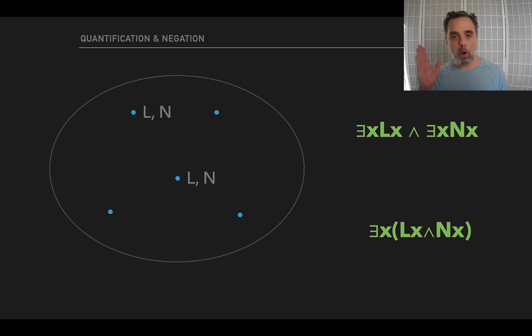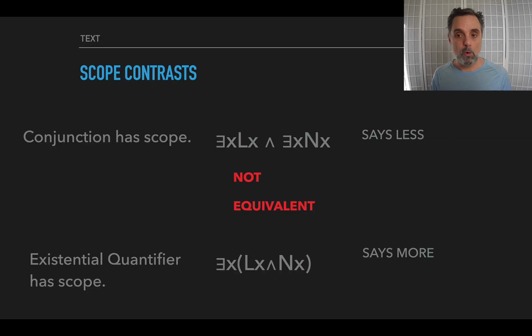Or it could be like that. What we need is to have, for the bottom to be true, at least one of them has both of them. And the top one doesn't require that. And so those two sentences say different things. So when we have an existential and a conjunction, we're asking which has scope, and then we get different sentences with different meanings.